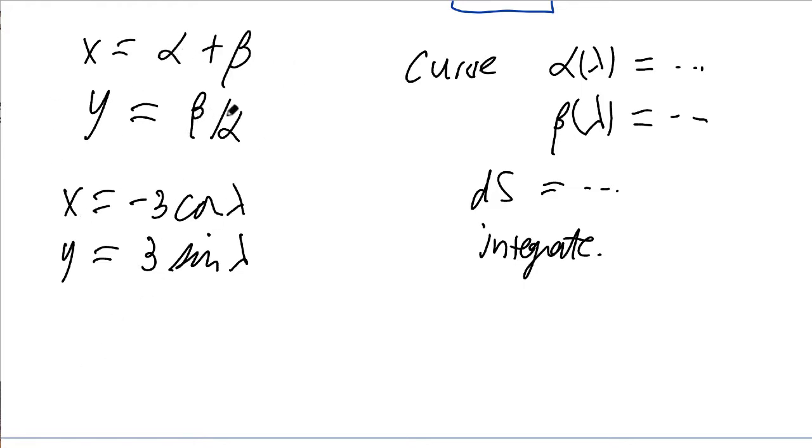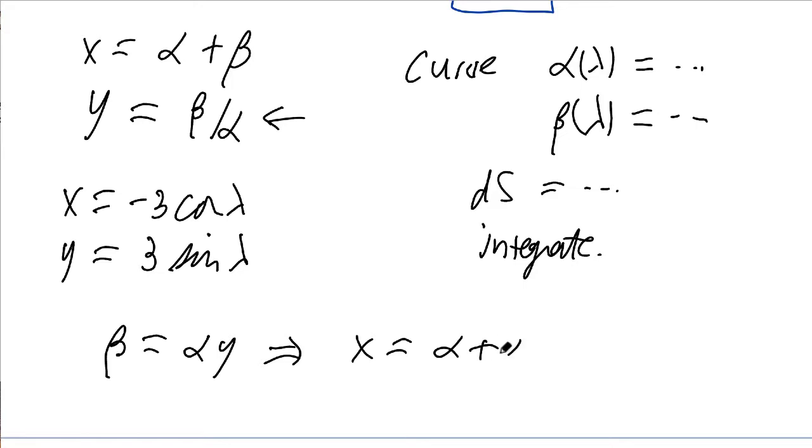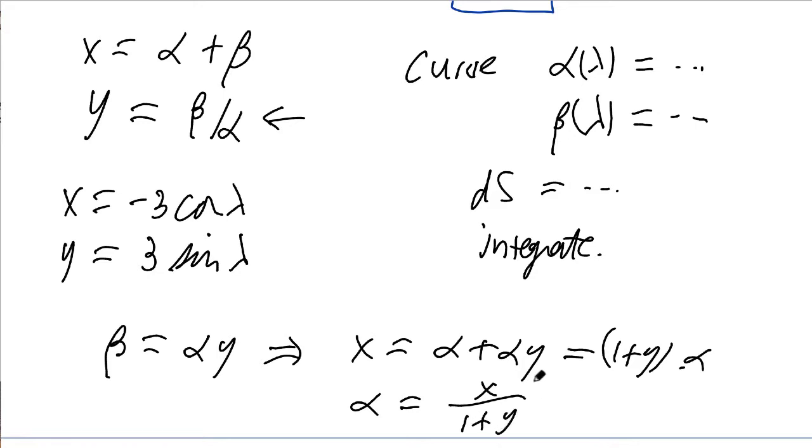Well, this expression tells us that beta is equal to alpha y. So if we insert that into the first expression, we have x is equal to alpha plus alpha y. So that's 1 plus y times alpha. Then alpha itself is written in terms of x and y as x divided by 1 plus y. And now that we know what alpha is, we can find beta from this expression. Beta would be x times y over 1 plus y.